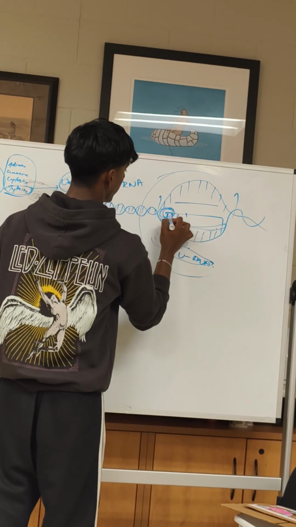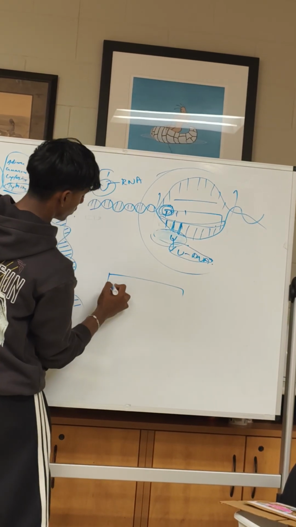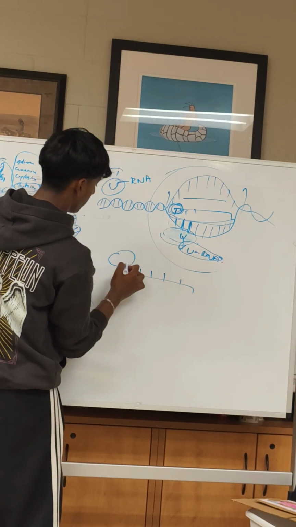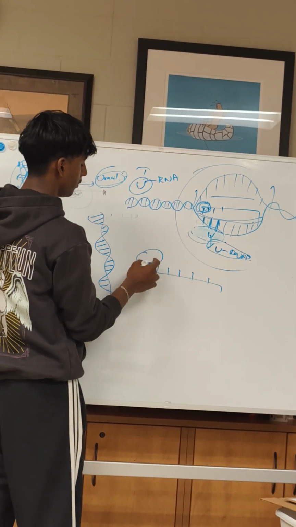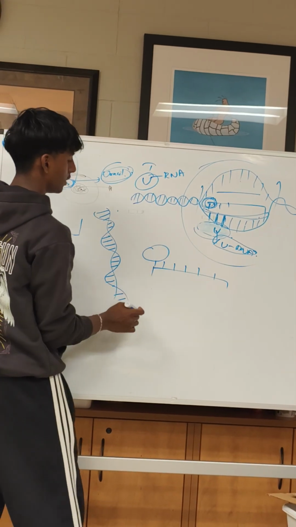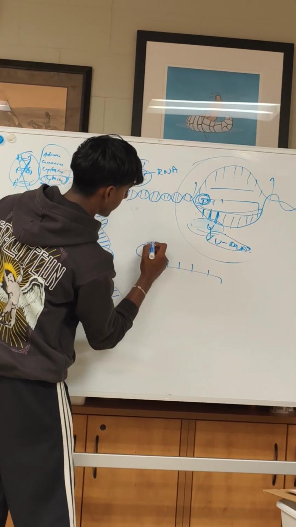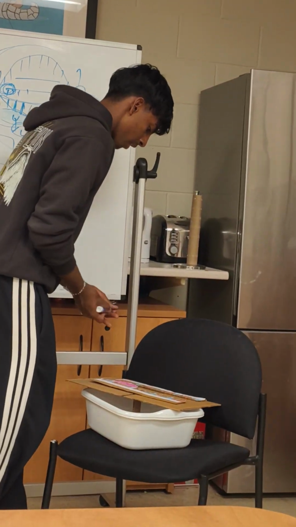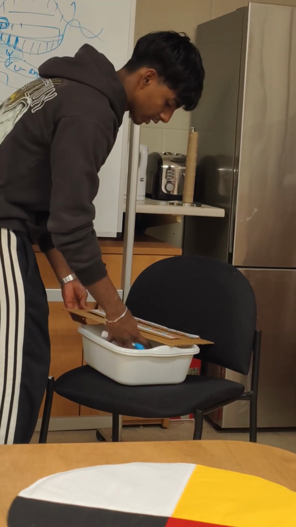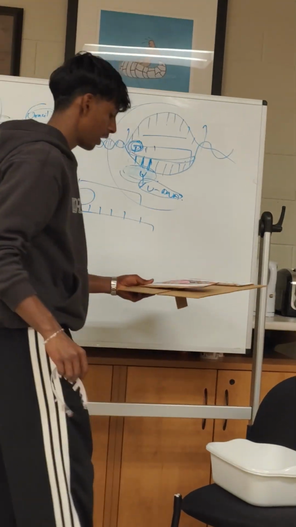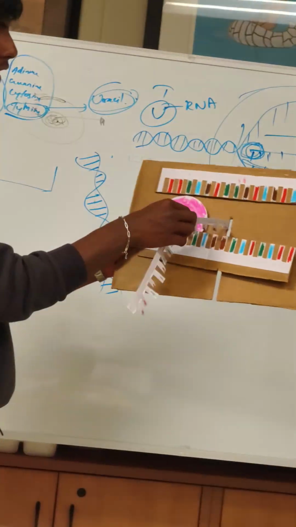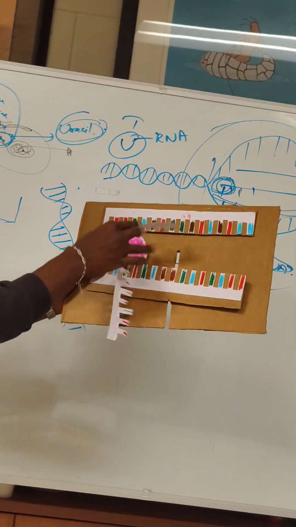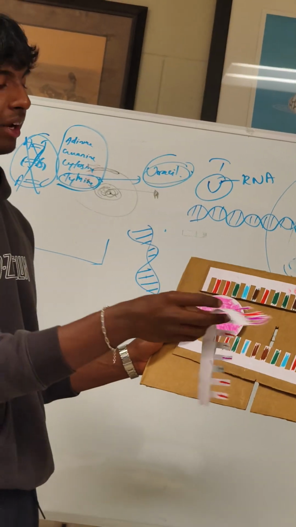So RNA polymerase goes through here and it reads every one of these base pairs in here, and it just replicates it. So that's what it's in here. This RNA polymerase reads everything and it goes to there. And this is the one that I already made.